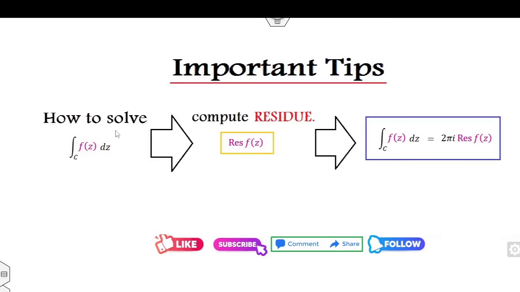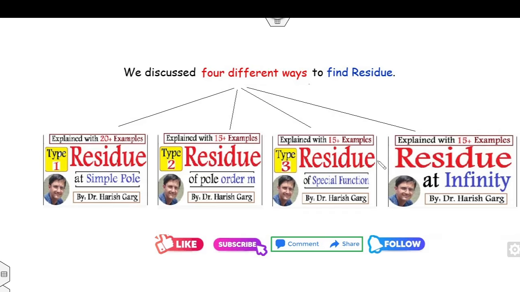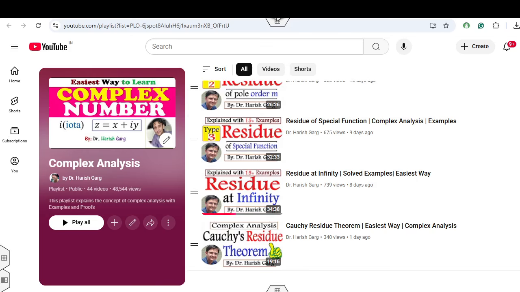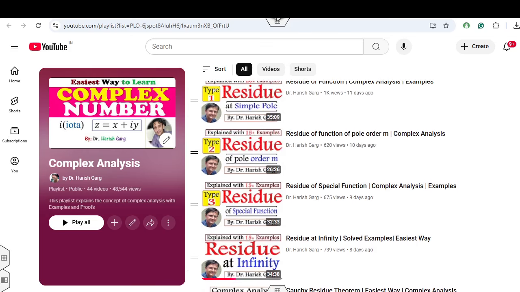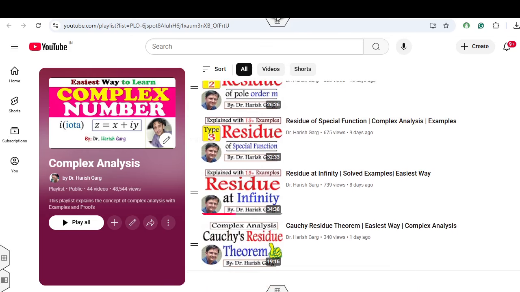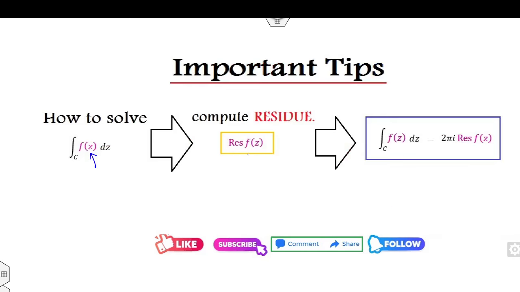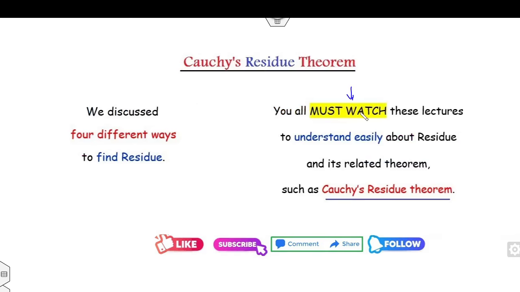So how can you solve these integrations? Firstly, you find the residue of the function f(z) by any of these 4 lectures, which are available on my YouTube channel. Fine, you can see it is available in the playlist, which is running in serial order. Then based on these residues you can find the integration as 2 pi iota times the sum of the residues. I am saying again and again, students, you must watch all these lectures on the residue to understand the Cauchy residue theorem in a simple manner.